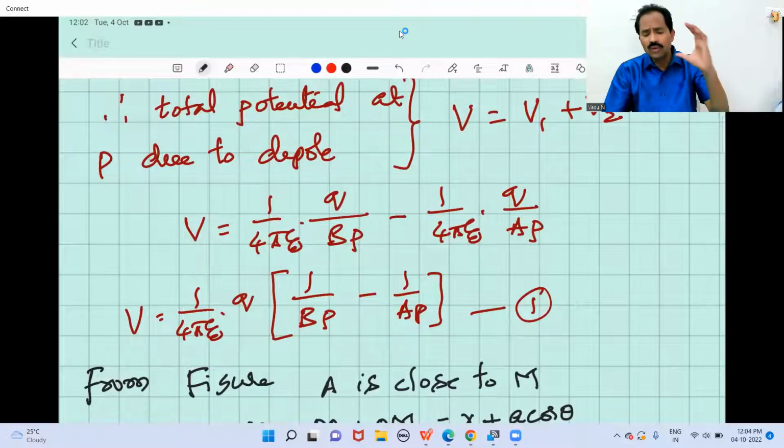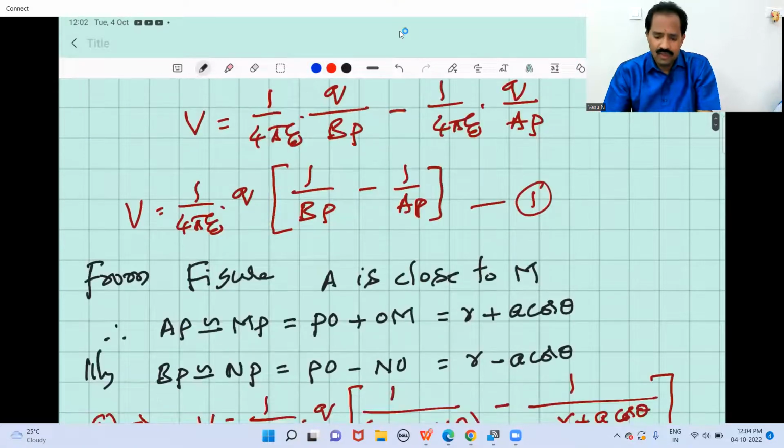Up to this stage, now we have to substitute for BP and AP from the figure. By geometry, from the figure, A is very close to M. Therefore I can say AP is approximately equal to MP, which is equal to PO plus OM. PO is R, and OM is A cos theta.